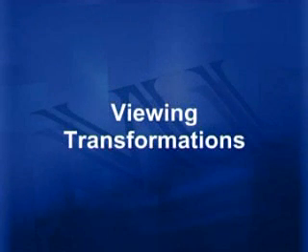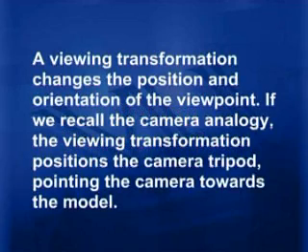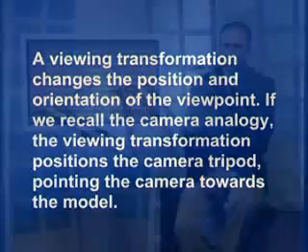Now let's talk about some viewing transformations as well. We are done with that modeling part. A viewing transformation changes the position and orientation of the viewpoint. If we recall the camera analogy, the viewing transformation positions the camera tripod pointing the camera towards the model. Just as we move the camera to some position and rotate it until it points in the desired direction, viewing transformations are generally composed of translations and rotations. To achieve a certain scene composition in the final image, we can either move the camera or move all the objects in the opposite direction.